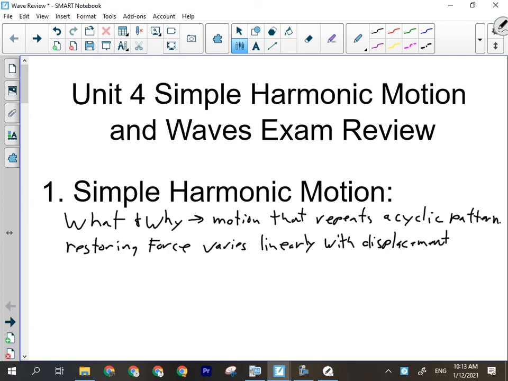That's a key. That's Hooke's law, basically. He's the one who discovered that. But that has to occur in order for simple harmonic motion to start and be maintained. Restoring force has to vary linearly with displacement.